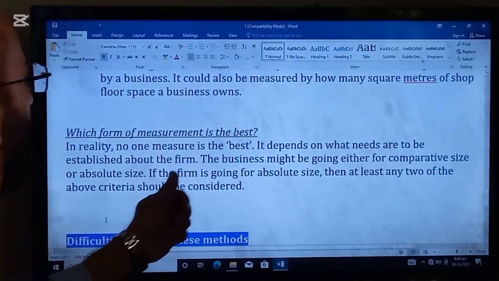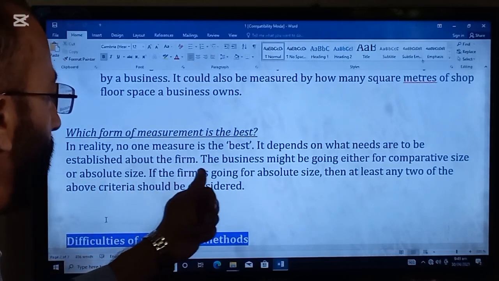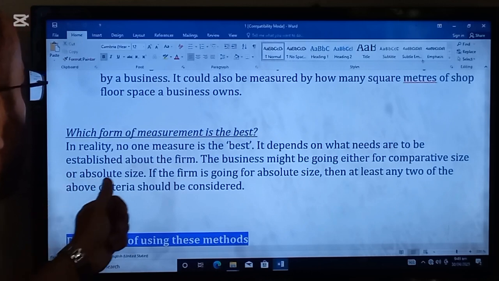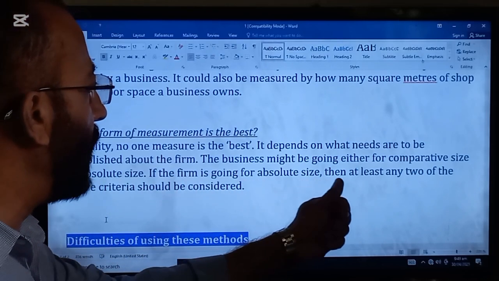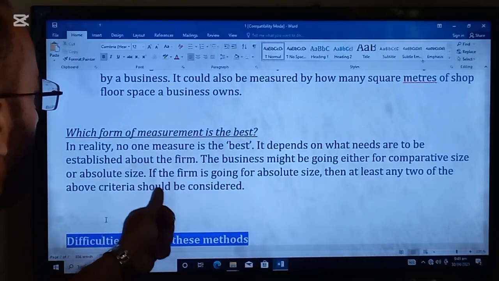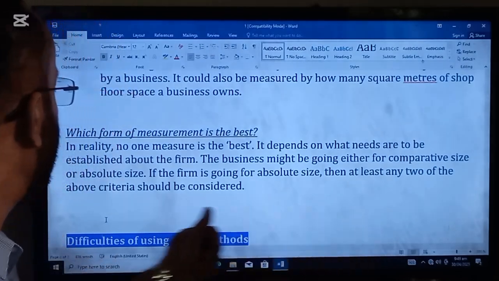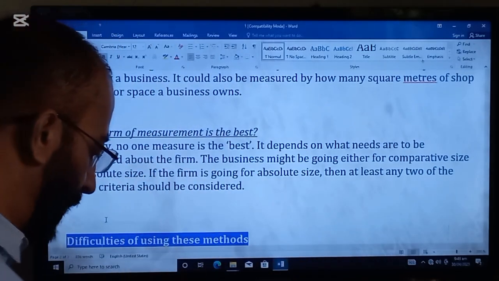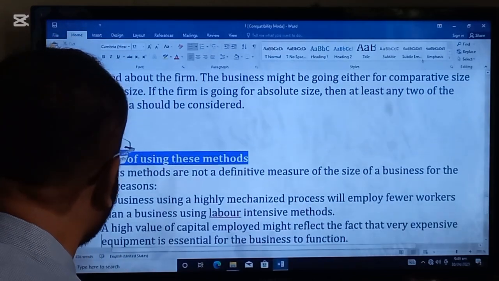Which form of measurement is the best? In reality, no one measure is the best. It depends on what needs to be established about the firm. The business might be going for either comparative size or absolute size. If the firm is going for absolute size, then at least any two of the above criteria should be considered. So no one method is always 100% good.